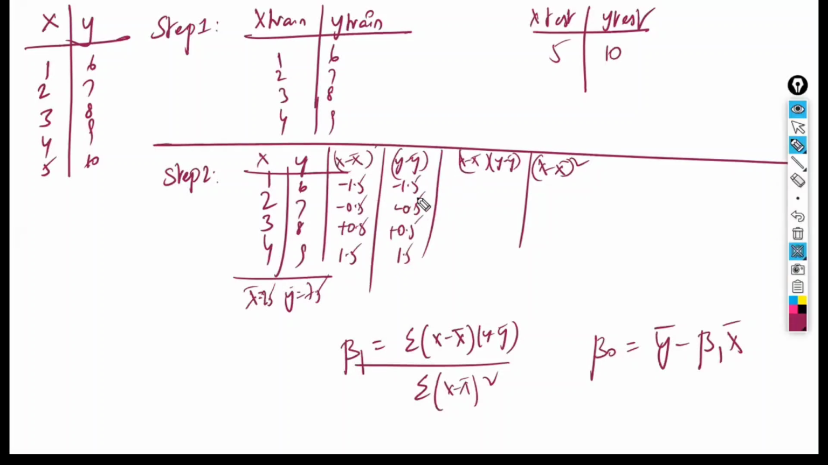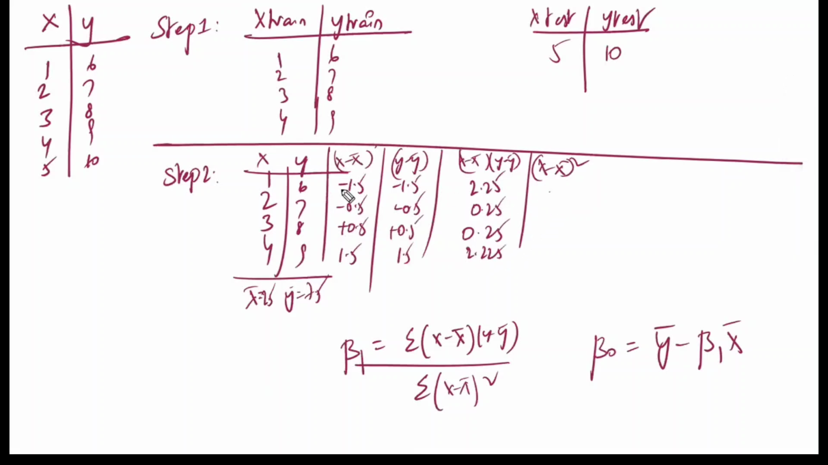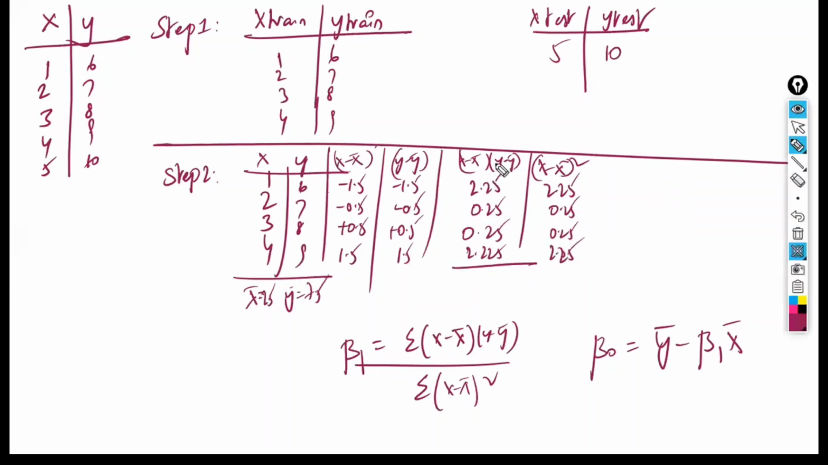Both 1.5 into 1.5, 2.25. This one is 0.25. This one is again 0.25 and this one is 2.25. This one is again 2.25, 0.25. 0.25, 2.25. Now the sum is 4.5 plus 0.5, 5. This one also 5. So 5 divided by 5, beta 1 is equal to 1.